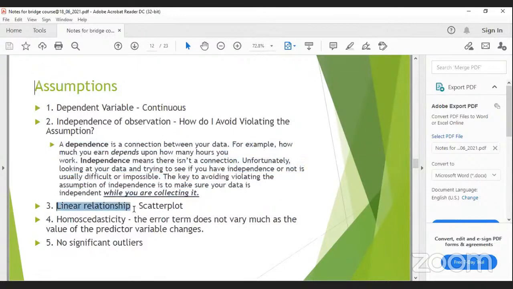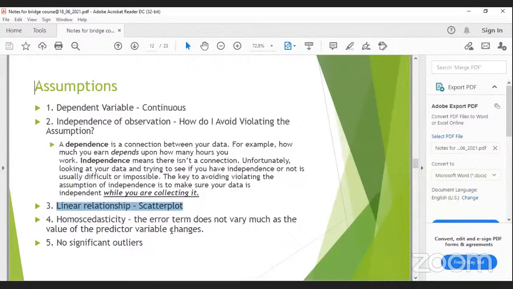Then you have another assumption, which is called linear relationship. As I said, if your data is linear, then only can I use a simple linear equation. Otherwise, if the assumption is not followed, one may go for a log transformation or an inverse transformation. But I would rather say, instead of that, you may try some other method, maybe logistic or ordinal regression. But again, it depends upon the data.